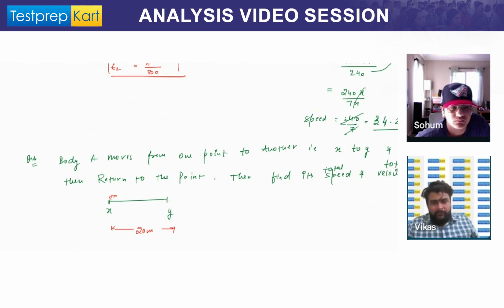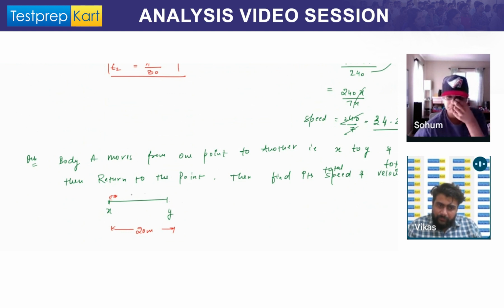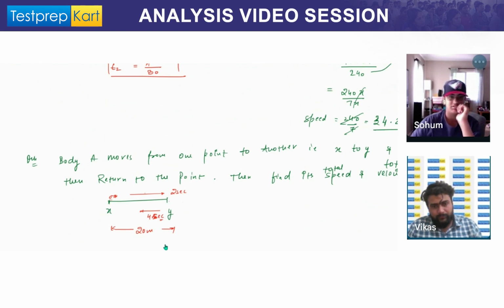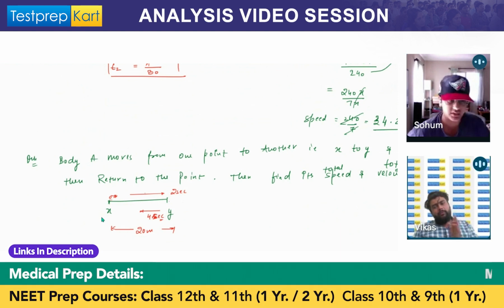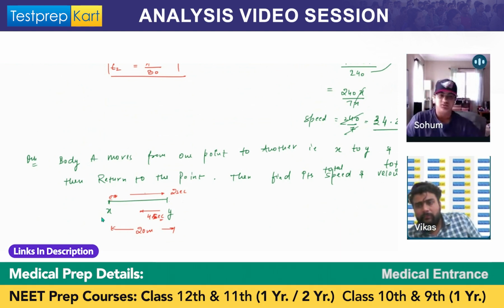When it travels from x to y, let's say the time spent is 2 seconds, and it comes a bit fast while moving back, that is 4 seconds. So 4 seconds is the time taken while moving from y to x, and 2 seconds is the time taken from x to y.